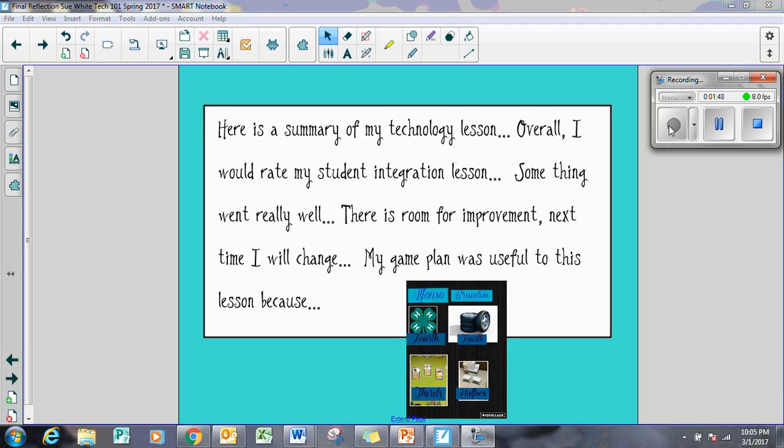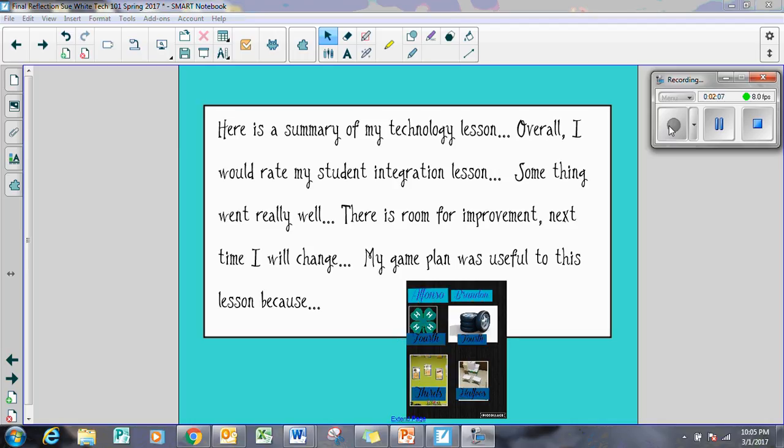Overall, I would rate my lesson as very successful. Students were able to individualize their learning and collect their thinking in a resource that was easy to share with peers. Some things went really well. The students were totally engaged, and every student was successful in adding a picture and image to their collage.